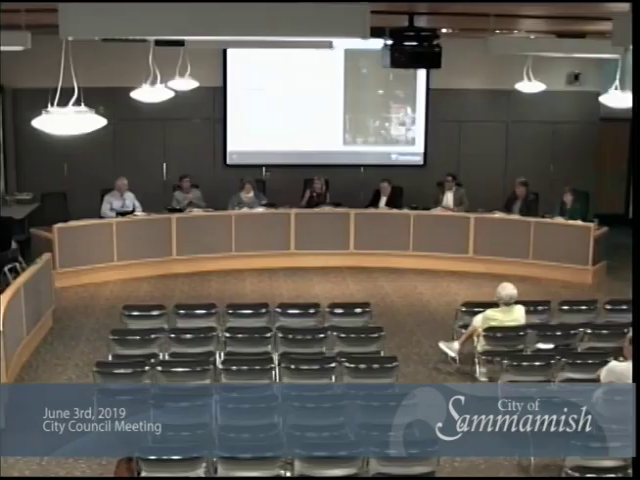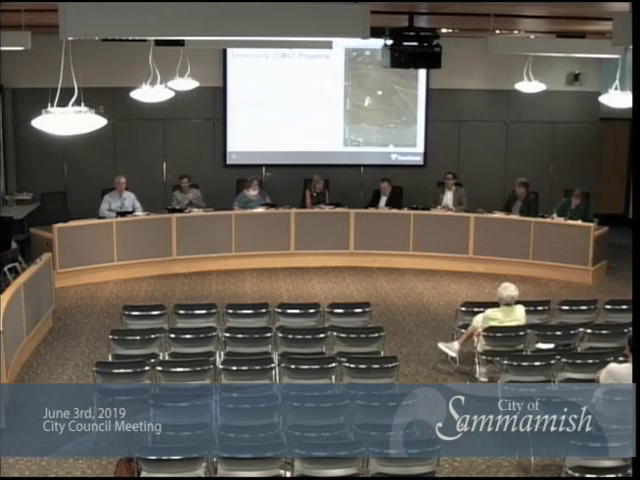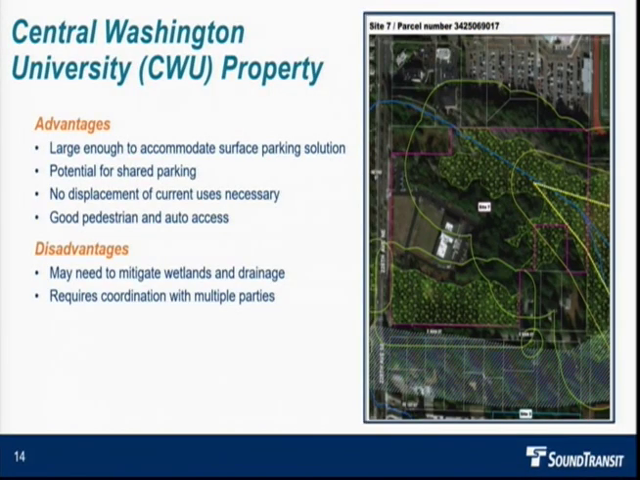Okay, so the next site. Okay, thank you. So the next site is the Central Washington University, which is just up the road along 228, and this is also a city-owned site. It's a very large site. It's about 23 acres, and it's mostly impacted by wetlands, with the exception of the mid portion to the west of the site.